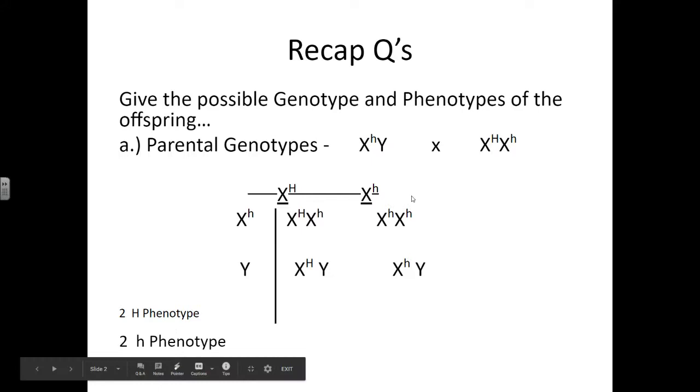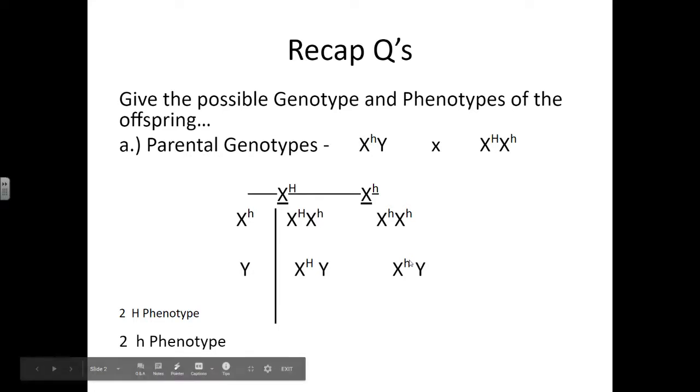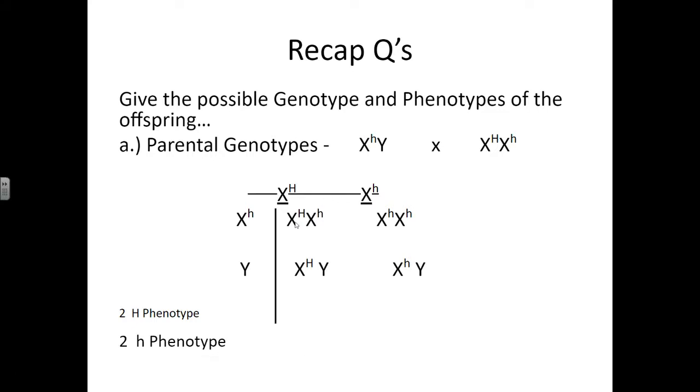So in this case, we have an X with capital H and a Y. So this is a male with the dominant phenotype and a male with the recessive phenotype. You have a female carrier and a female who is unaffected here.